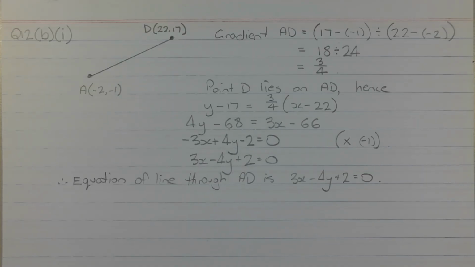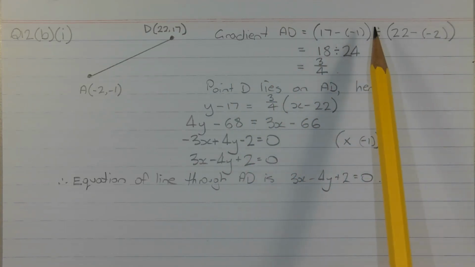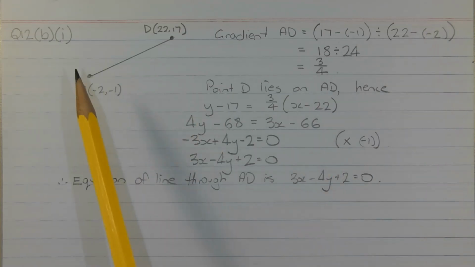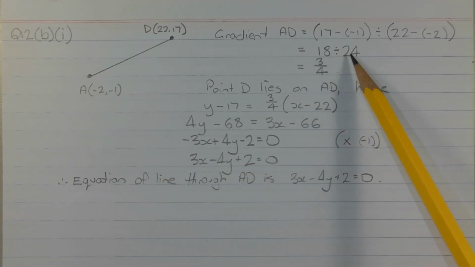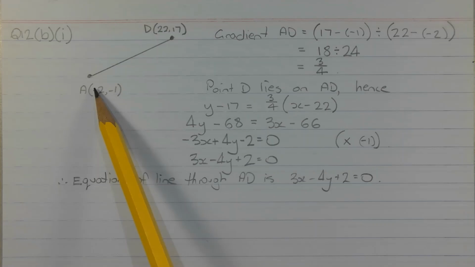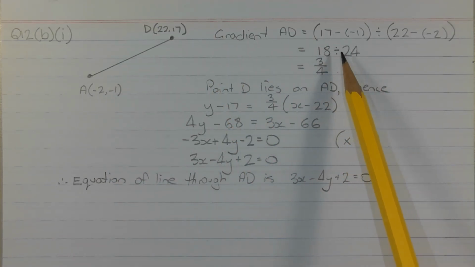To find the equation of the line through AD, we need the gradient of interval AD. We also need a point on interval AD, either point A or point D, so we can use the point gradient formula to come up with the equation of the line through AD. Now, the gradient AD is found using rise over run, or change in y divided by the change in x. So using the coordinates shown, the change in y is the difference between 17 and -1, which is 18, divided by the change in x, which is the difference between 22 and -2, and that gives us 24. So gradient AD is equal to 18 divided by 24, which simplifies to 3/4.